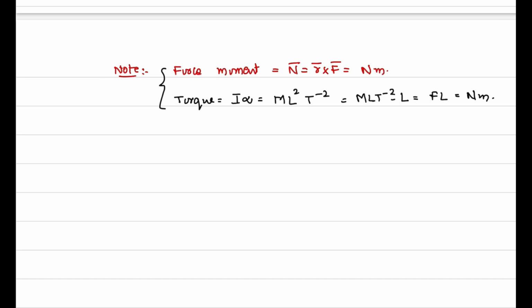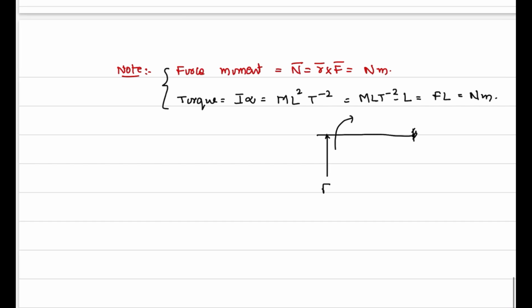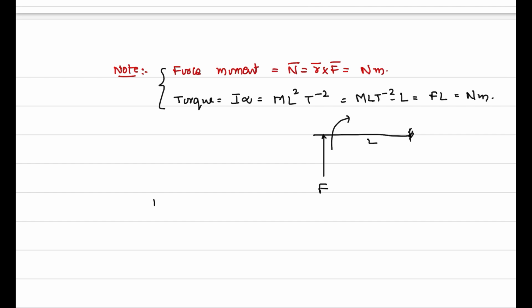A force is applied here on a rod, and you want to find out the moment about here. That means if this rod is fixed here, what happens? This rod is going to be rotated in this direction because of this force. If this is the force F, and this distance L is equal to R also, then R cross F is equal to N.